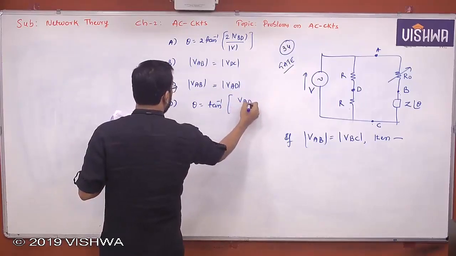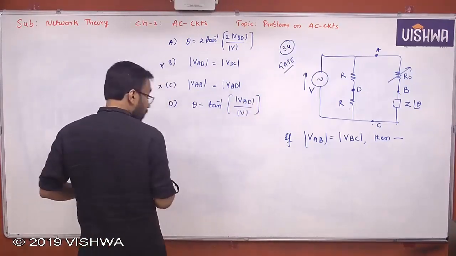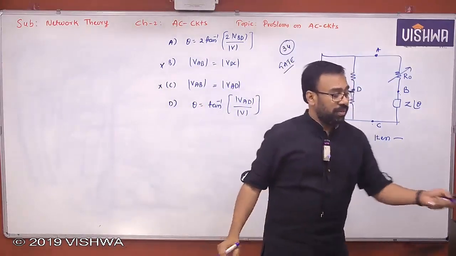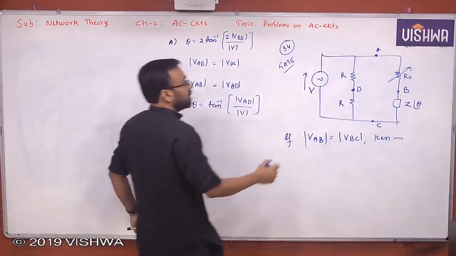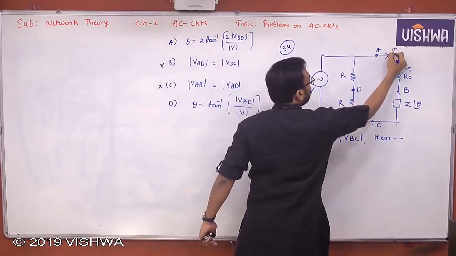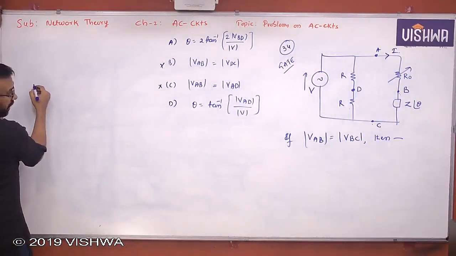Magnitude VAD by P. These are the options given, right? So let's look at it. These kinds of problems can be handled with only a phasor diagram approach, okay? So if you assume this is, let us say, I, let me draw the phasor diagram here, okay?